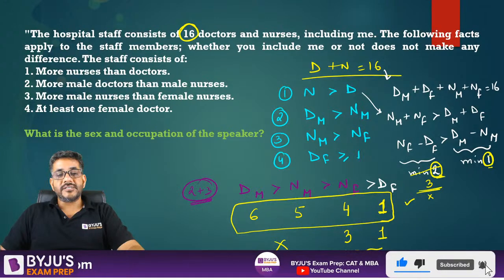Now, this is what the question is asking us, and that we have to figure out faster. What is the sex and occupation of the speaker? वो अब हम लोगों को figure out करना है. वो हम कैसे figure out करेंगे? Let us just talk about that now.